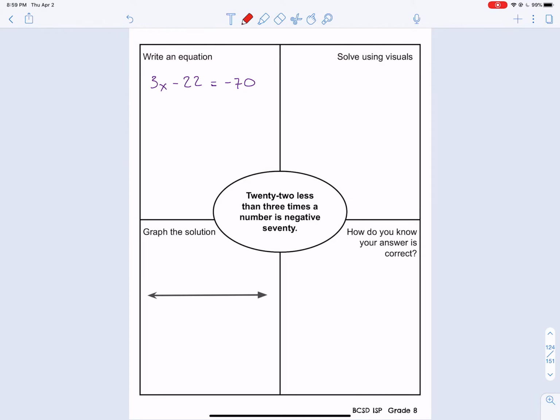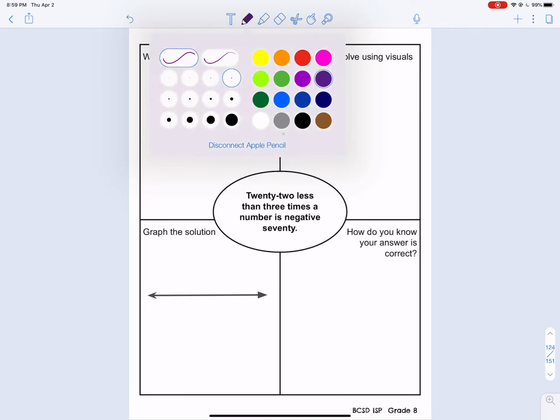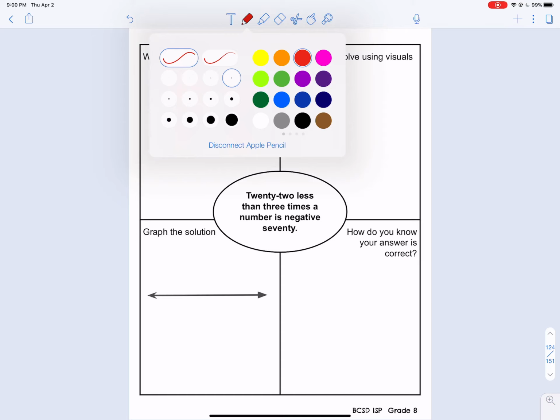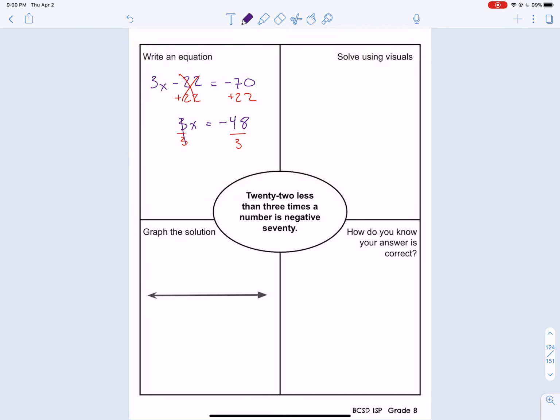Okay, so looking on the side with the x, we have this minus 22. We're going to add 22 to both sides. So we get 3x equals, so we have negative 70, and then we're going to add 22, so we get negative 48. Okay, and then our last step, divide by 3. And we get, so that becomes a 1, so 1x, x equals negative 16.